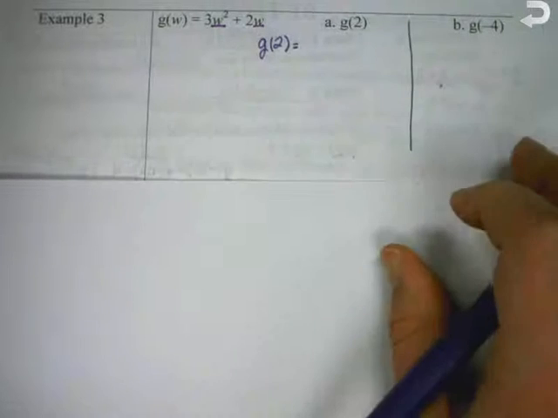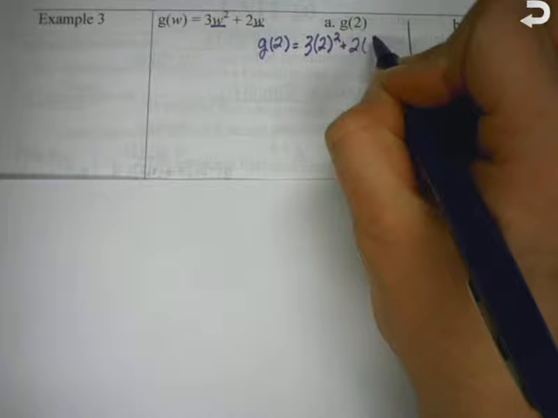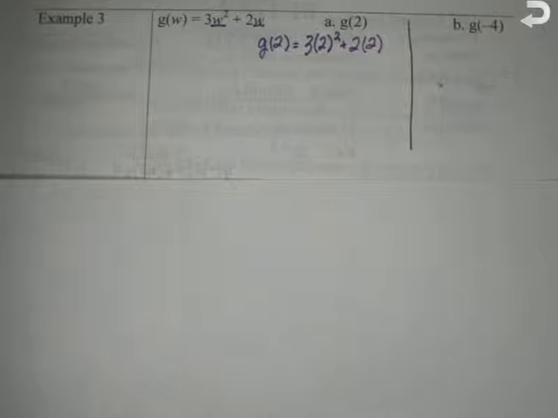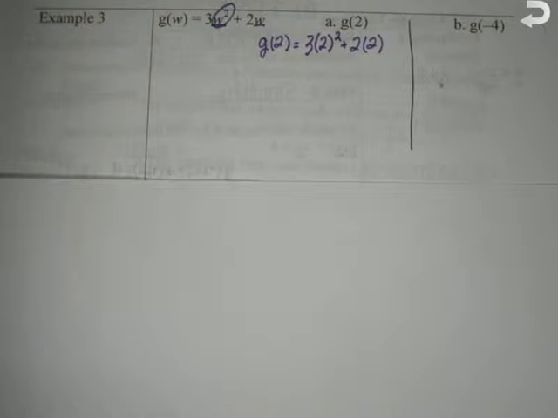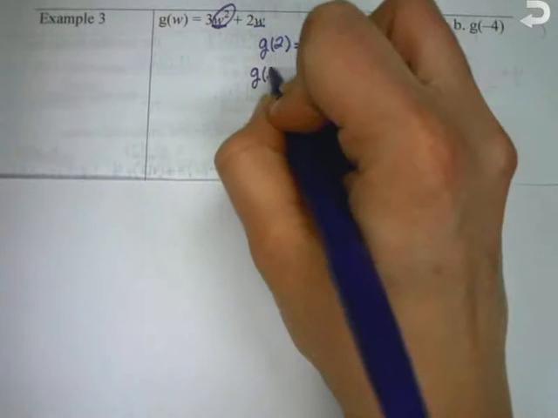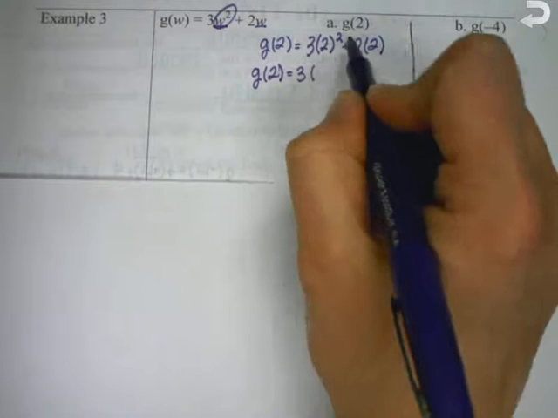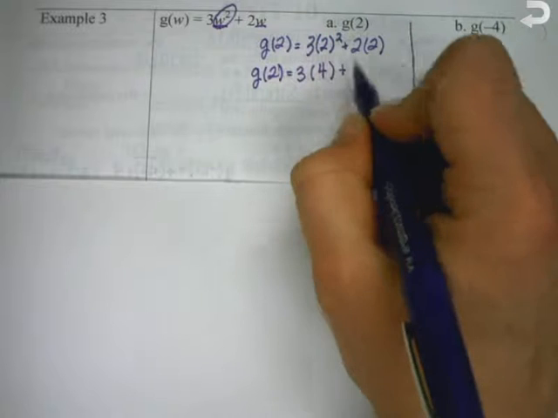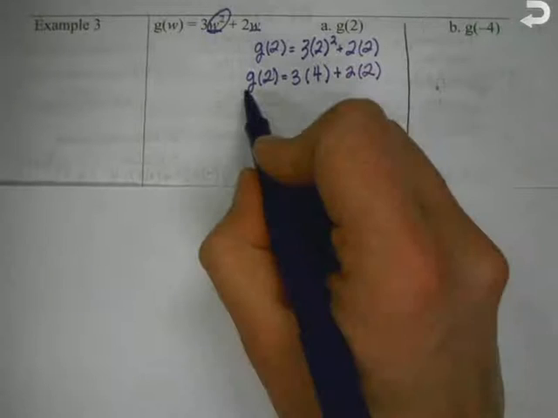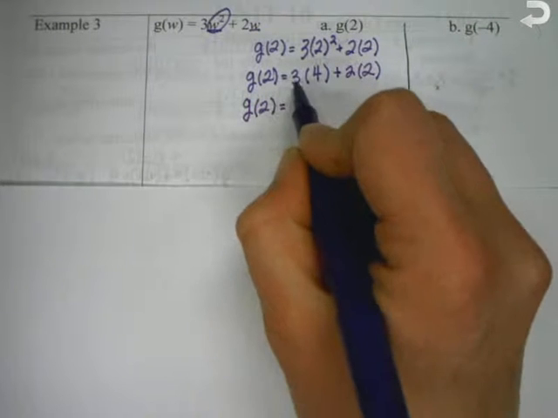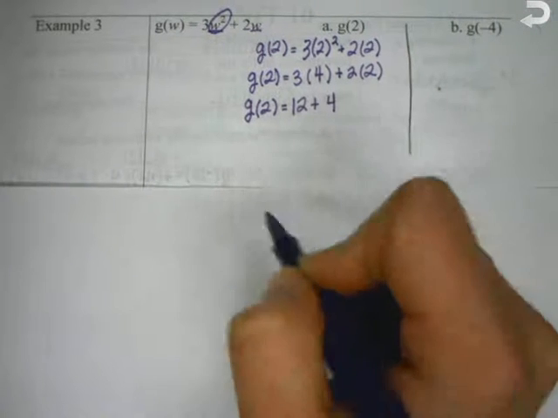So it's 3 times 2 squared. The 2 is what's being squared, because that square is attached to the w. You have to do exponents first. So this is 3 times what? What's 2 squared? 4. Plus 2 times 2. We're just following order of operations. Next is multiplication. 3 times 4 gives me 12, plus 2 times 2, which is 4. 12 plus 4 equals 16. So g of 2 is what? 16.